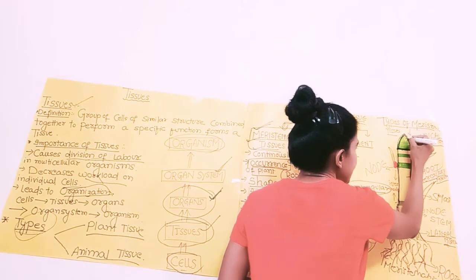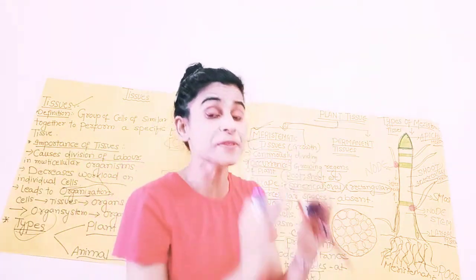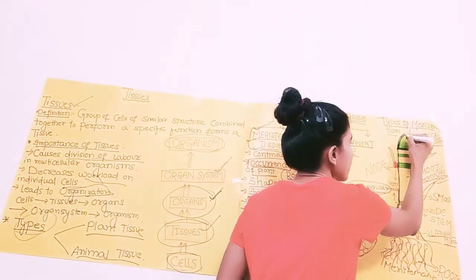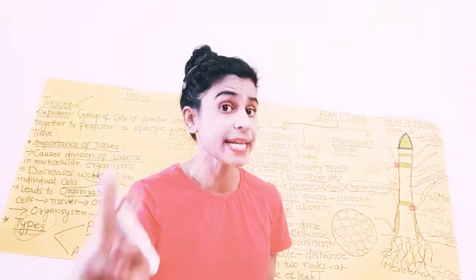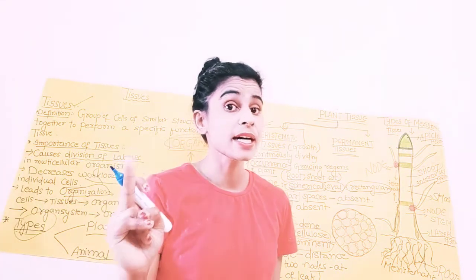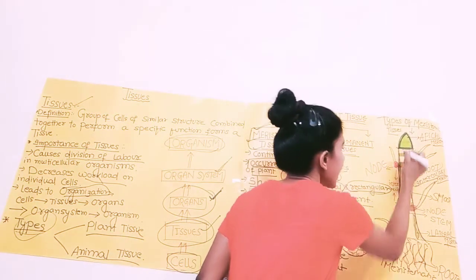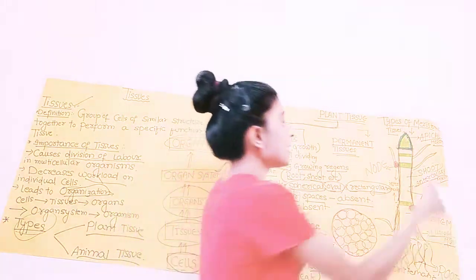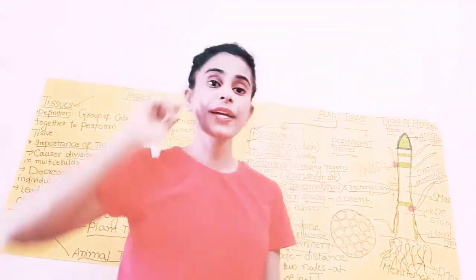At the tip of the shoot, apical meristem is present, which helps in the growth of the shoot longitudinally. The first one, apical meristem. Where is it present? Tip of the shoot. Note it down: apical meristem is present in the tip of the shoot. This is the shoot, and this is the tip. At the tip of the shoot, apical meristem helps in the growth of the plant longitudinally.